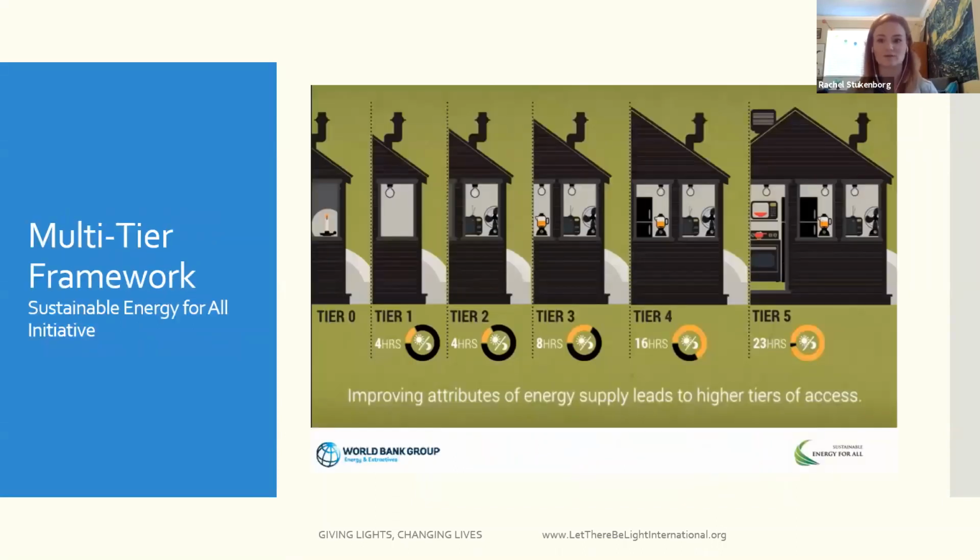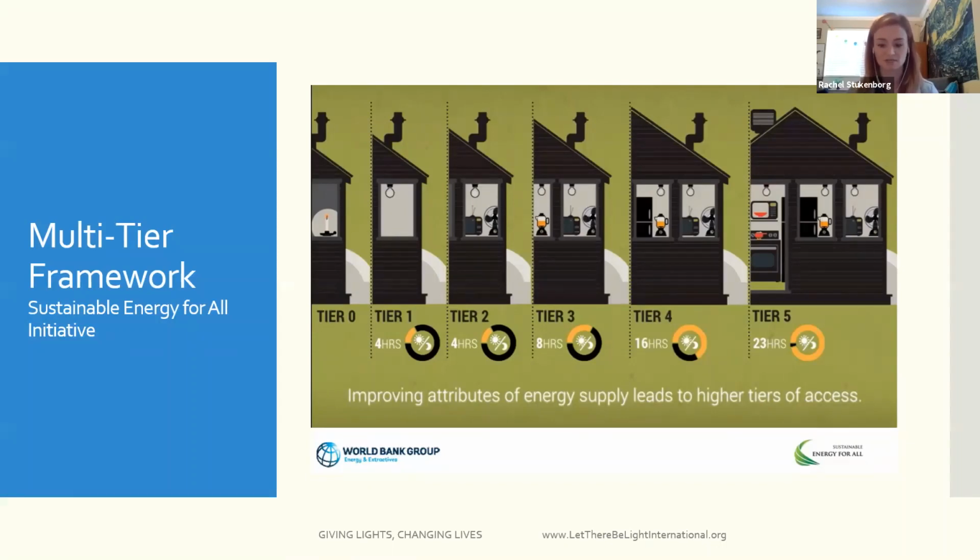So there have been a few frameworks introduced to account for the limitations of this binary definition. And the first of these is the multi-tier framework, which was developed by the Sustainable Energy for All initiative. The multi-tier framework introduces tiers of access, as you can see in this image. And these tiers account for different fuels and technologies providing different levels of access.